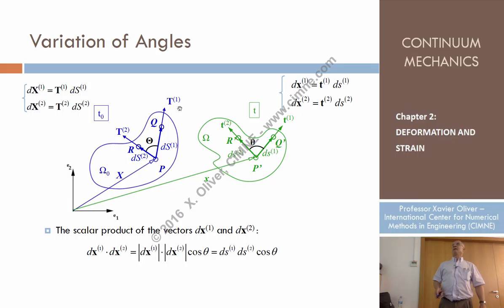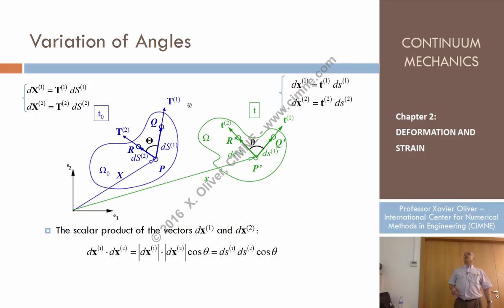Let's call T1 the unit vector defining the orientation PQ. And let's call T2 the unit vector defining the orientation PR. Okay, these two vectors define an angle. So that somehow is the angle formed by the two particles at the reference configuration. This angle is termed here capital theta. And this square with a dot inside is the way of representing the capital Greek letter theta. Okay, this is at the reference configuration, at the reference time.